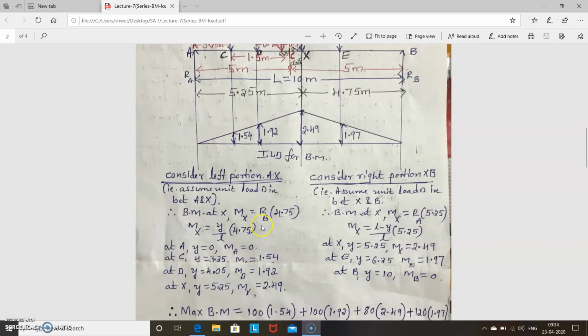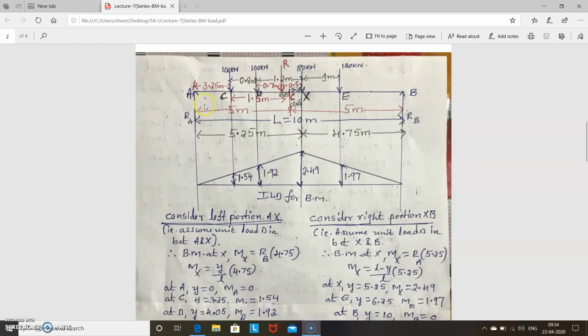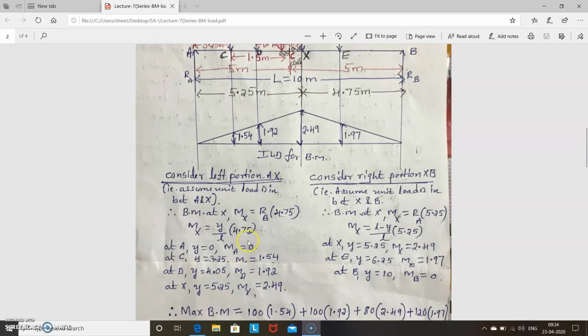First consider the left portion AX, means what? The unit load is now in between A and X. So the bending moment at X, I consider this side because the unit load is here. When you find the bending moment at X, that is RB into this distance. What is the distance? 4.75. What is RB? RB is equal to y divided by L into 4.75.